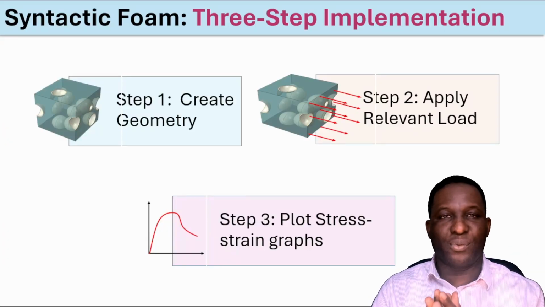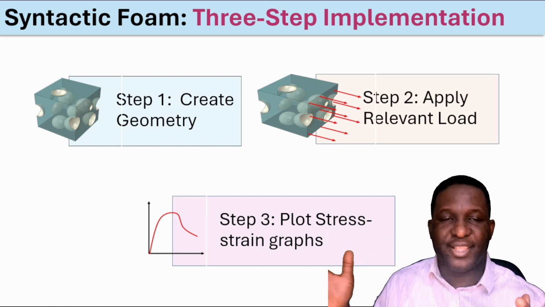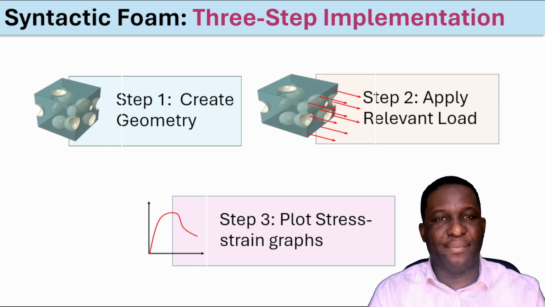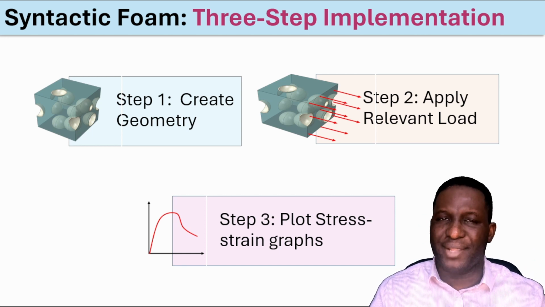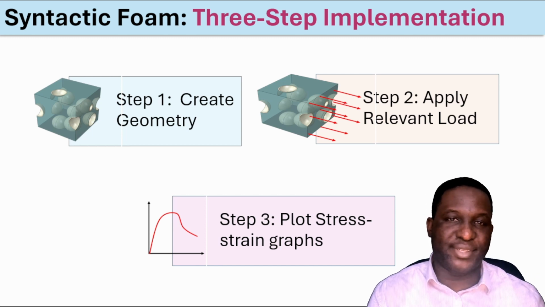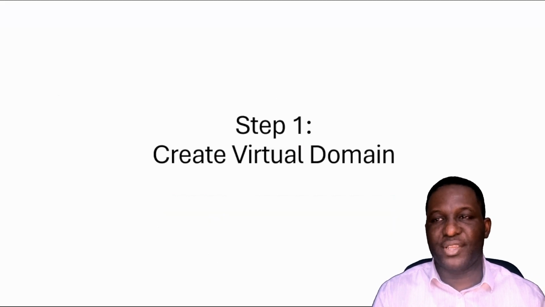There are 3 steps for what we'll be doing here. The first step is to create the virtual domain, the geometry of the problem. The second step is how to apply a boundary condition as well as the load on the system. And the third step is to actually plot the stress strain data and generate the effective properties that are relevant for this study. So let's look at the first step.